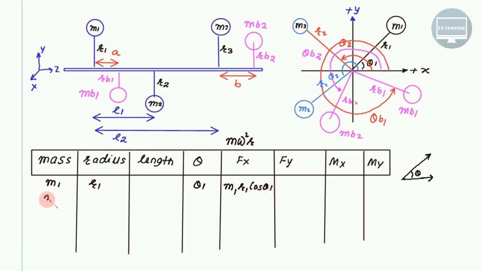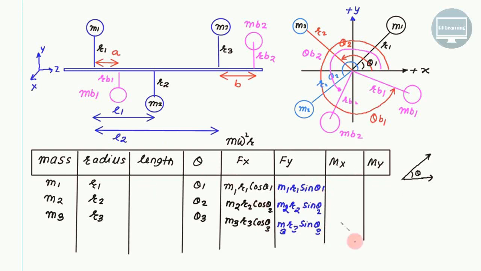Then I write the second value, M2 R2 with theta 2. The third value I will write as M3, R3, theta 3, M3 R3 cos theta 3. And this column you have to fill up in sine form. So this one is M1 R1 sine of theta 1.